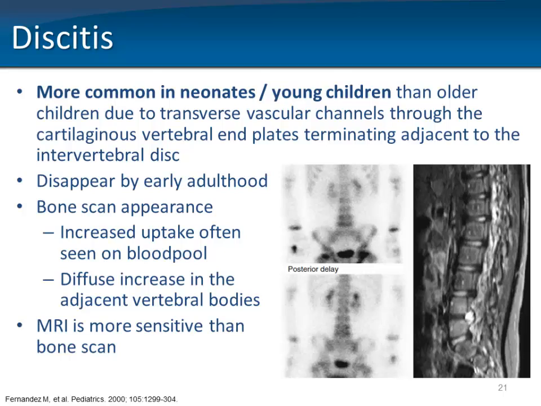Bone scan gives a typical pattern where you see increased uptake on blood pool, and the increased uptake is located adjacent to the vertebral bodies. But again, as for vertebral osteomyelitis, we switch to MR because it is more sensitive than bone scan, and again, it allows exquisite visualization of adjacent soft tissues and any collections that may have formed.